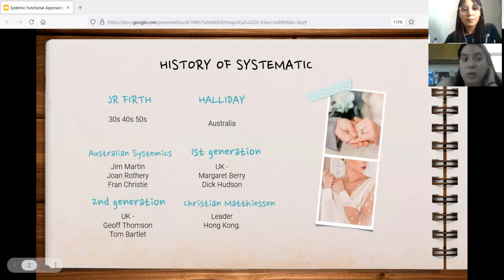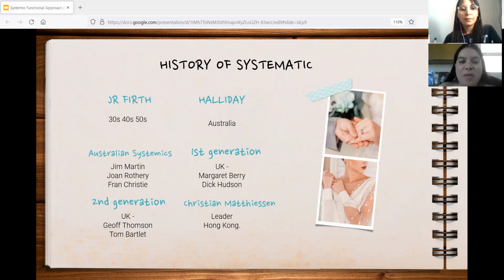Systemic functional linguistics grew out of the work of J.R. Firth, a British linguist in the 30s, 40s, and 50s, but this linguistics was mainly developed by Halliday, who studied under J.R. Firth. Halliday developed a theory in the early 60s, and then he moved to Australia in the 70s and established a department of linguistics at the University of Sydney.